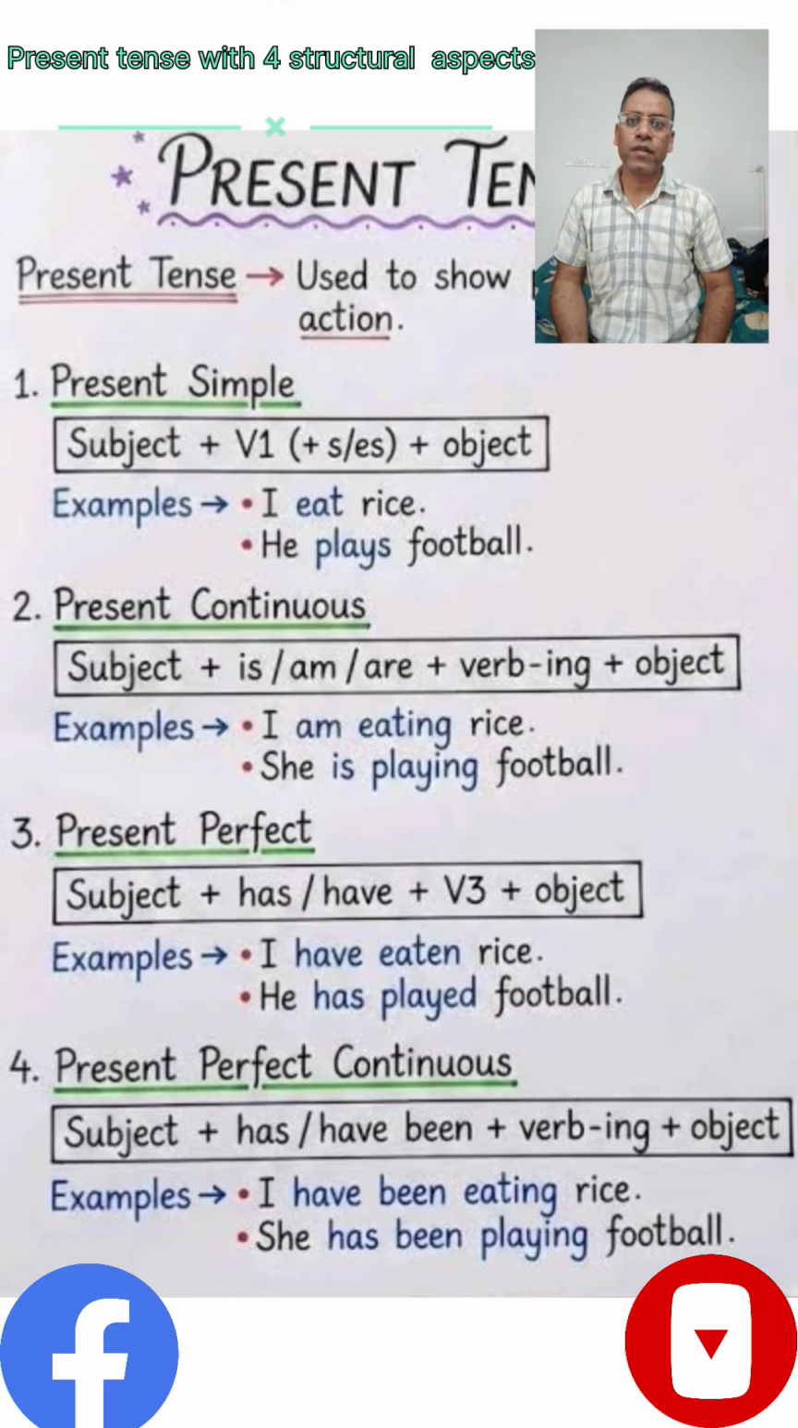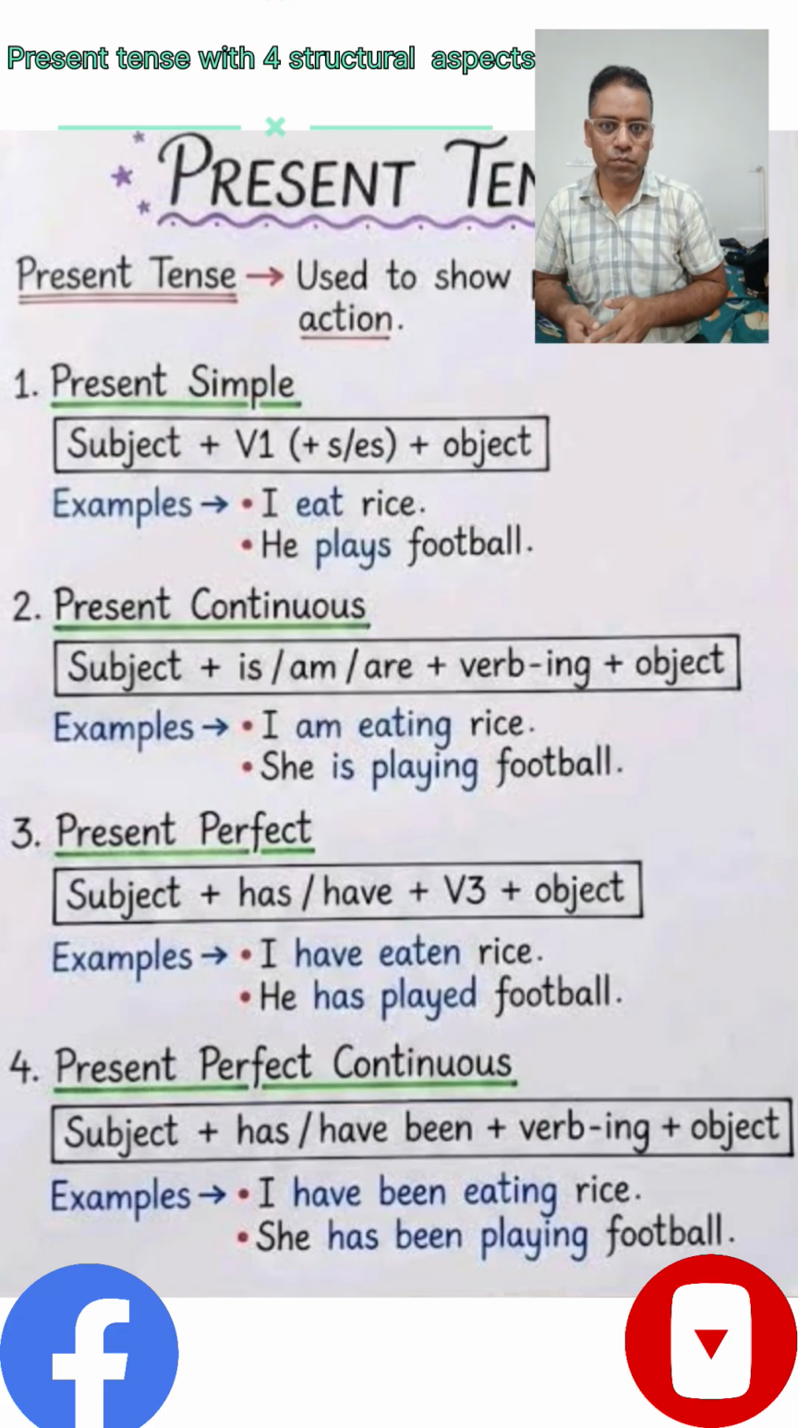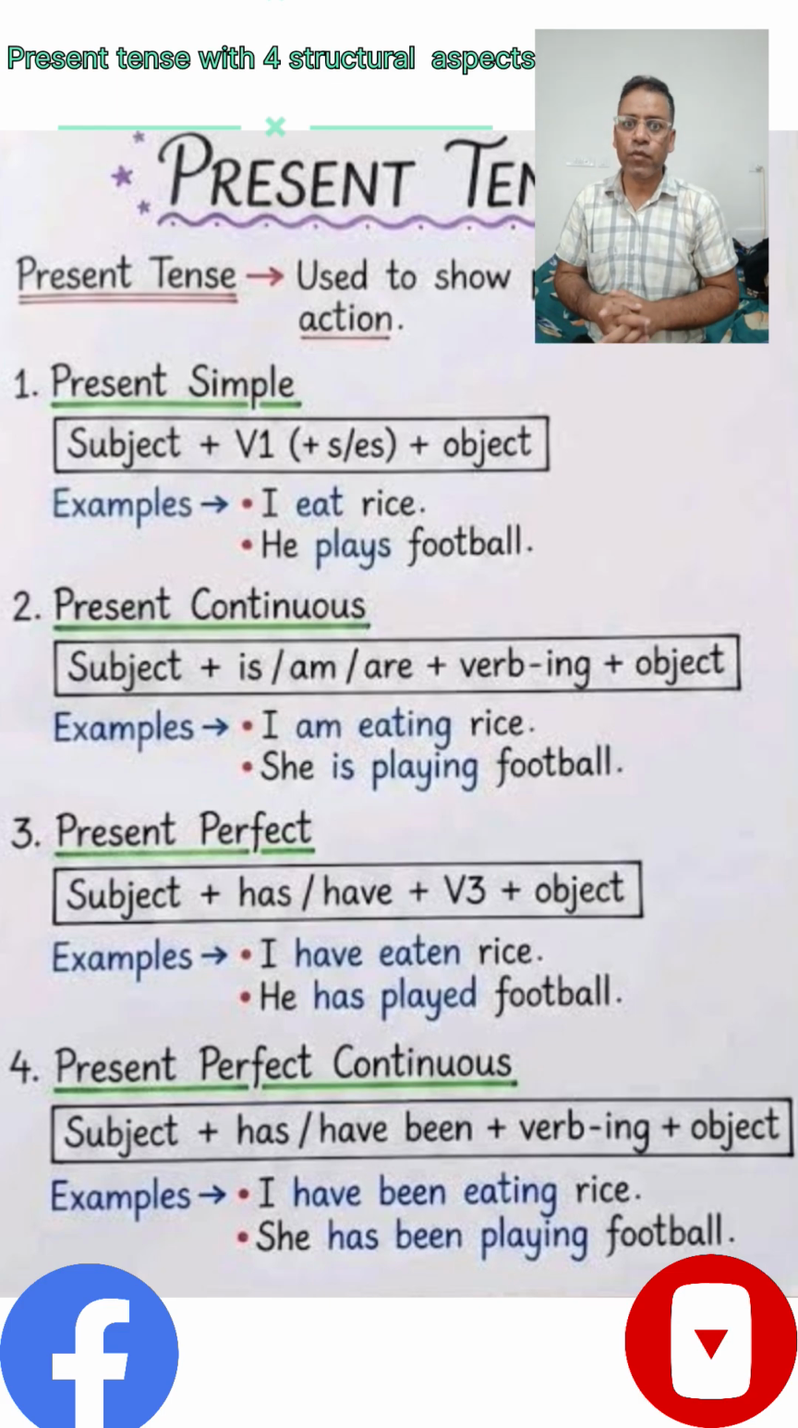So the structure for this present perfect tense is subject plus have or has. Why has or have? Because has is again the special provision for the third person singular subject in present tense only. Okay. So we have subject plus has for the third person singular subjects, and have for the other subjects, plus V3, that's called past participle. That means the third form of the verb.